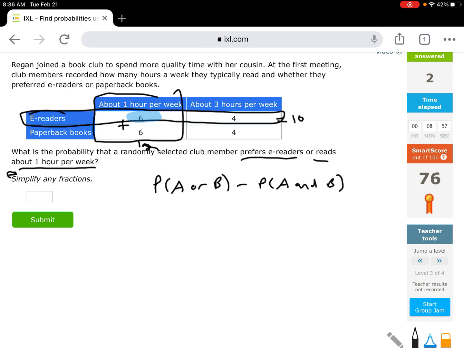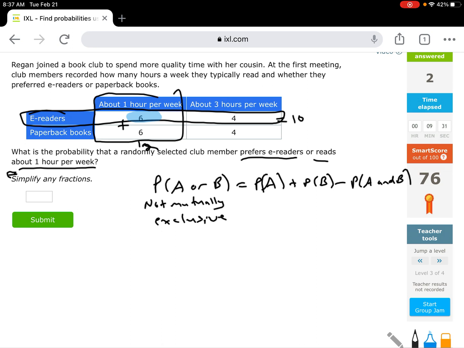Actually, the more precise rule for this is for not mutually exclusive events, since we see the intersection. Okay, so that's the key word here. When they're not mutually exclusive, you take the probability of A, you add it to the probability of B, and then you subtract the probability of A and B, which is where they intersect. In this case, that would be 6.